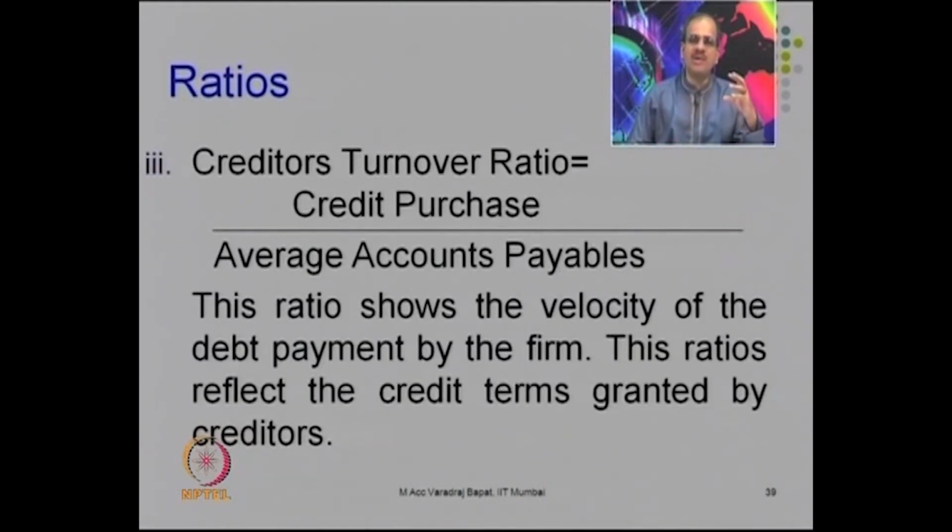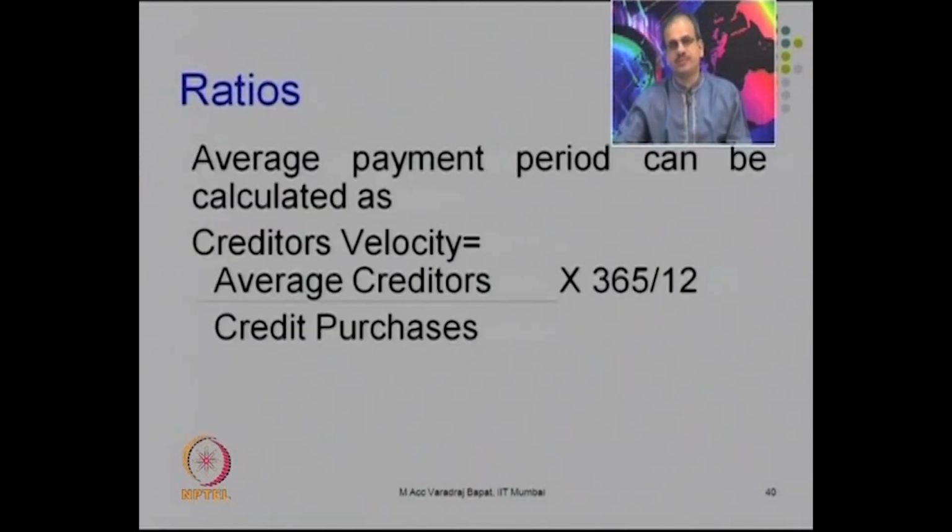On the same lines as debtors, we also have creditors turnover, which relates credit purchases to accounts payable. Here, we are trying to see how many days of credit an entity is able to get from its supplier. This ratio can also be converted into number of days, which is known as creditors velocity.